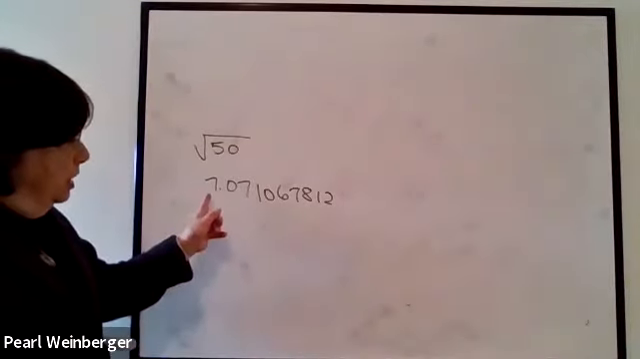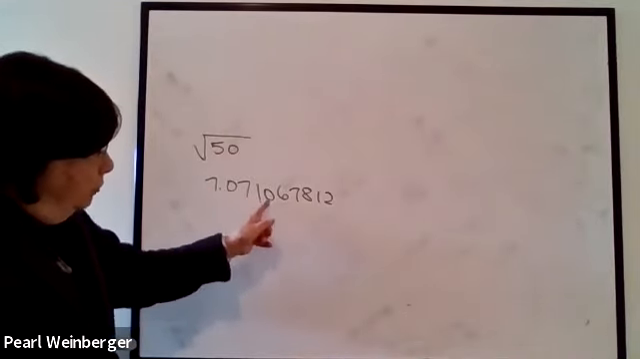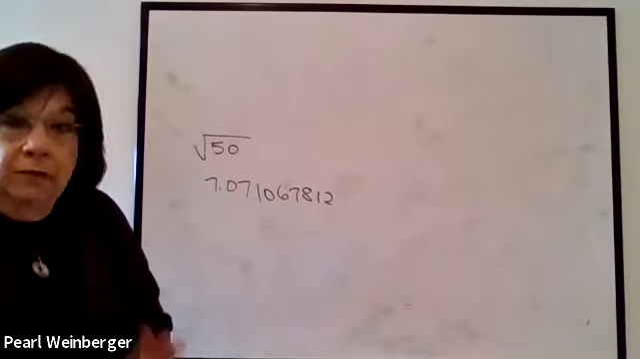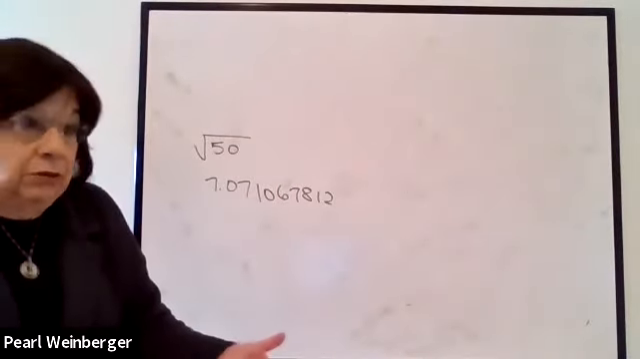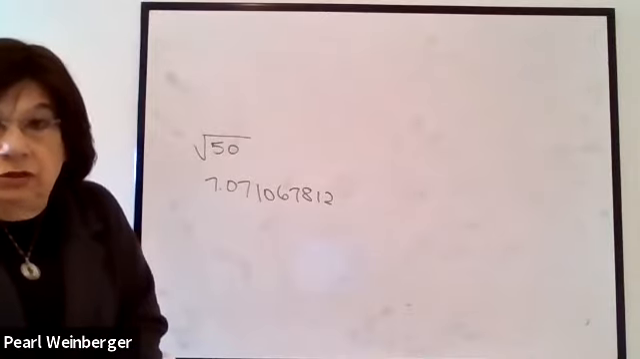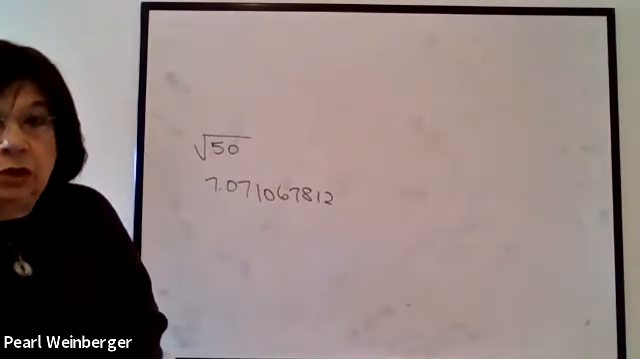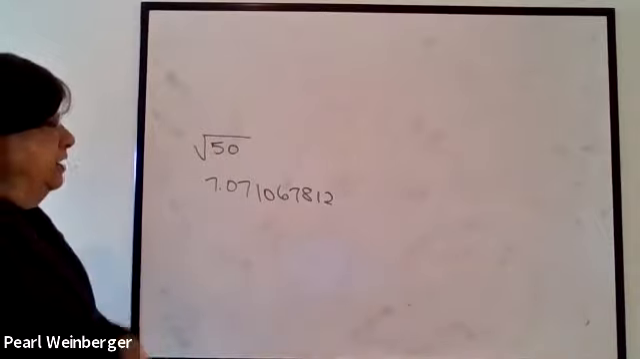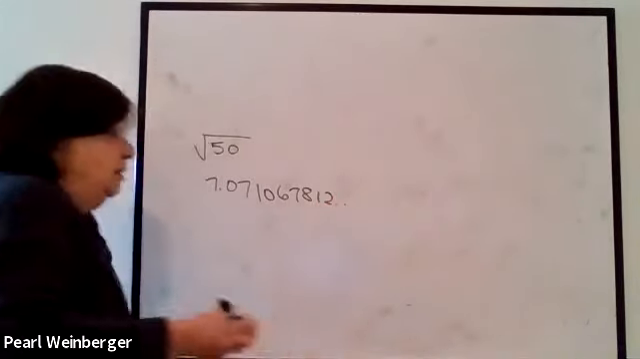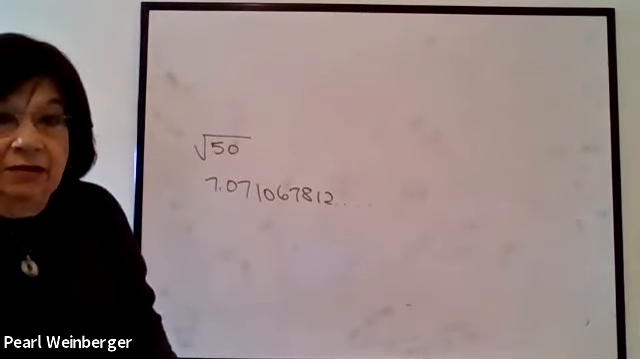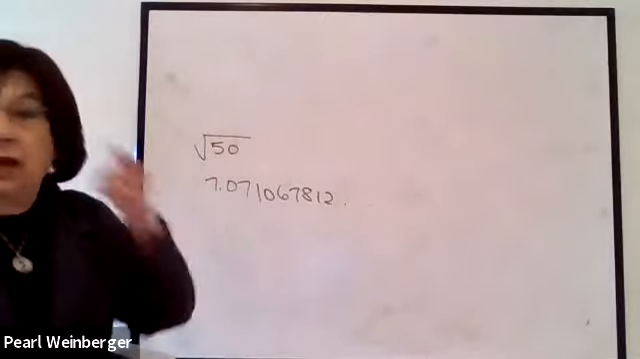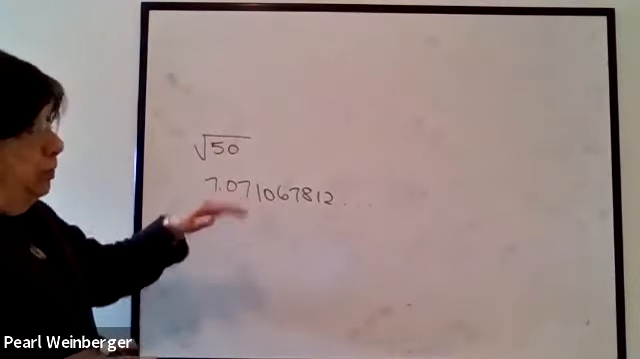If you notice, this is 1, 2, 3, 4, 5, 6, 7, 8, 9, 10. There are 10 digits. Some calculators have room for more digits. My calculator has room for 10 digits. Some have only room for 8 digits. Whatever it is, this really is not the exact answer. This keeps going on and on. If I had a calculator that had room for 100 digits, it would fill out all 100 digits. And not only that, there would be no pattern.